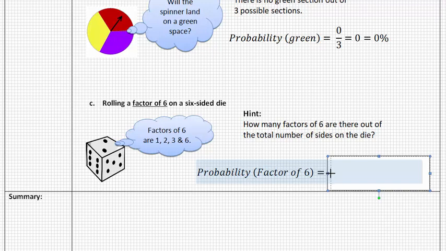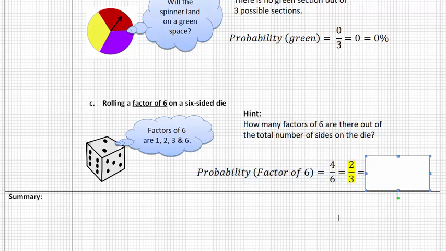Well, I noticed that 1, 2, 3, and 6 are all factors, so that's 4 factors. And there's 6 sides, so 4 out of 6. Well, wait a minute. In dealing with fractions, and in 6th grade I know you dealt with fractions, what can we do to make this a better fraction? And simplify it. So what is 4/6 if we simplify that fraction? Well, 4 and 6 are both divisible by 2. 4 divided by 2 is 2. 6 divided by 2 is 3. So the simplified form of this fraction 4/6 is 2/3.